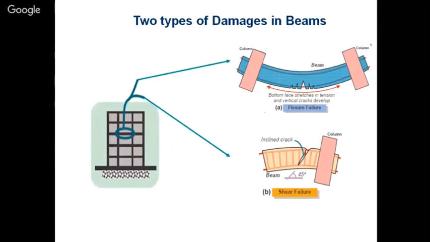Two types of damage in beams that we are seeing here: shear compression failure, which is an inclined crack at 45 degrees, and flexural failure.